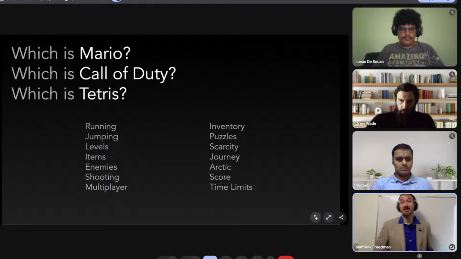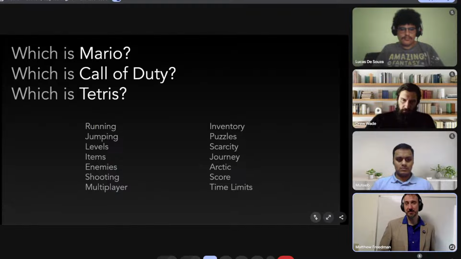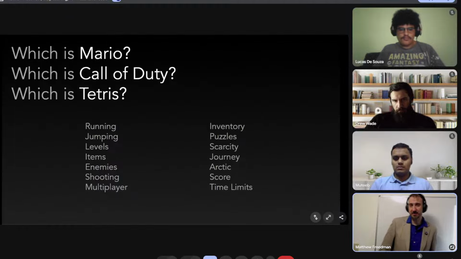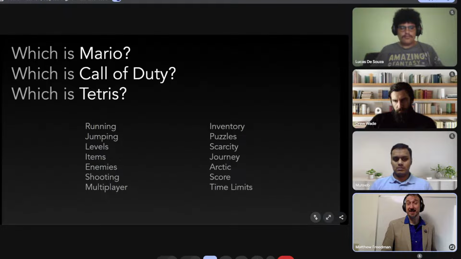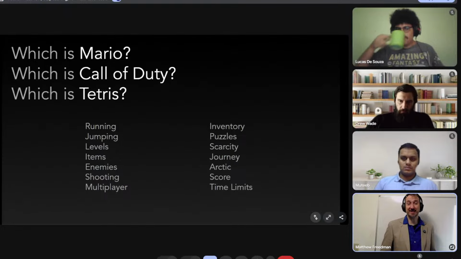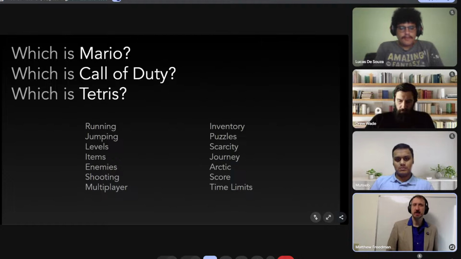So, quick example of this. Which is Mario, which is Call of Duty, which is Tetris. We've got two different columns of features or elements. On one column, we've got running, jumping, levels, items, enemies, shooting, multiplayer. On the other side, we've got inventories, puzzles, scarcity, journey, arc, score, and time limits. Of course, I've cherry-picked this list of nouns and, I guess, verbs as well. Probably got that wrong.